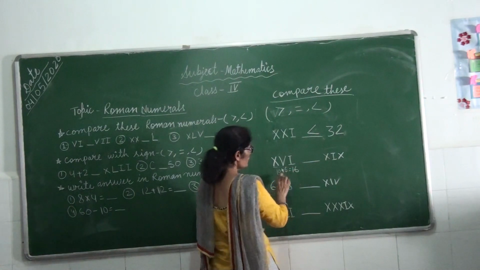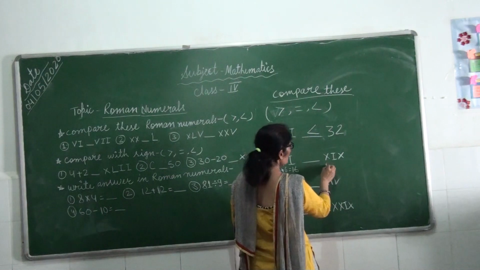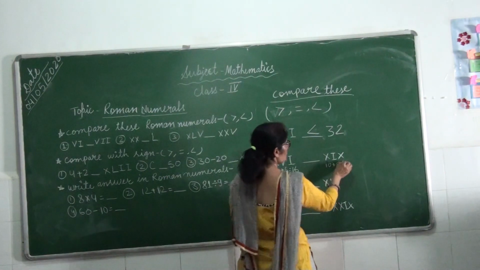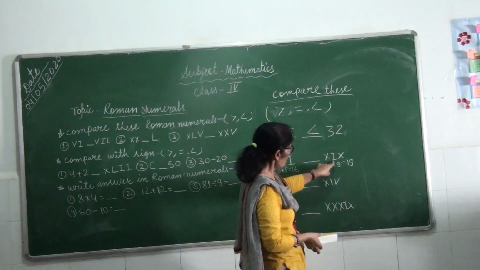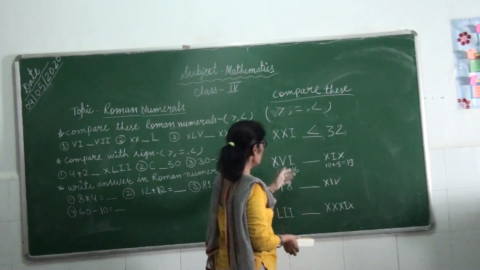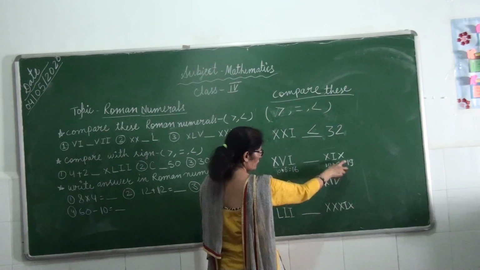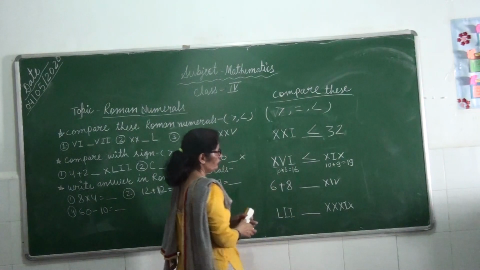नंबर कौन सा है ये 16 and here what number is written, 10 plus 9. The number is 19. You can see X for 10, IX means 9, 10 plus 9, 19. Then which number is greater? You can see here 19 is greater than 16. So we have to put the sign like that.